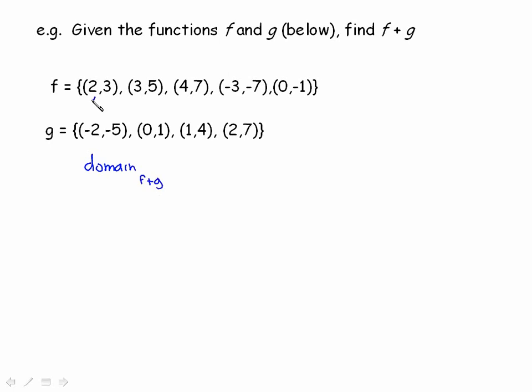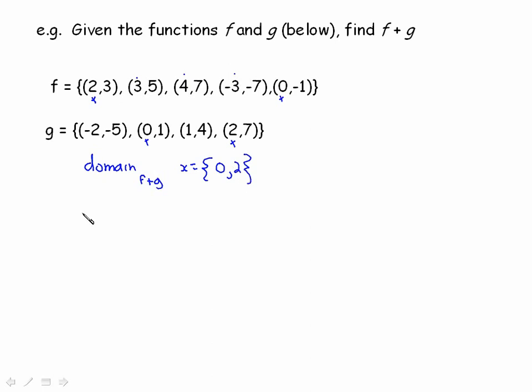So we take a look and we see that we have x is 2 in this one. We do a scan through the g function and we see that it also has x equal 2. But then when we do 3, there's no x equal 3 in g. There's no x equal 4 in g. There's no x equal negative 3 in g. So we're shut out until we get to 0, because that is common to both. And it means that our domain for f plus g is going to be just those two numbers, 0 and 2. That's not an ordered pair, that's me just listing them.